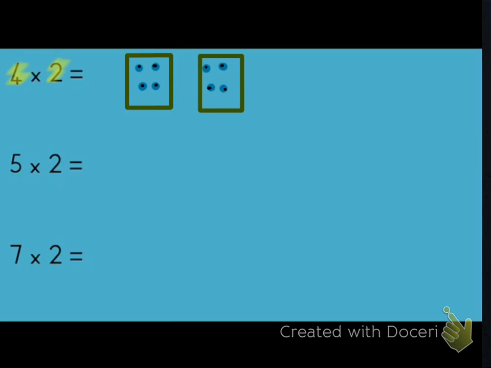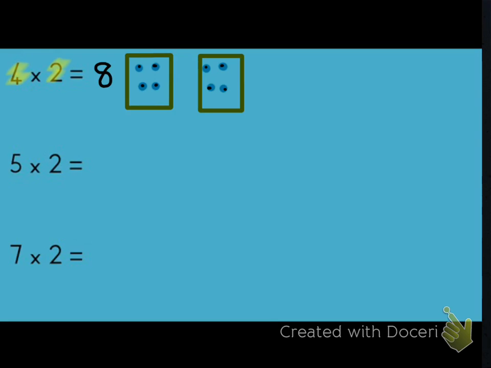I want you to think of the secrets I shared with you earlier. The first one was double. What is double 4? Double 4 is 8. So 4 times 2 is 8.